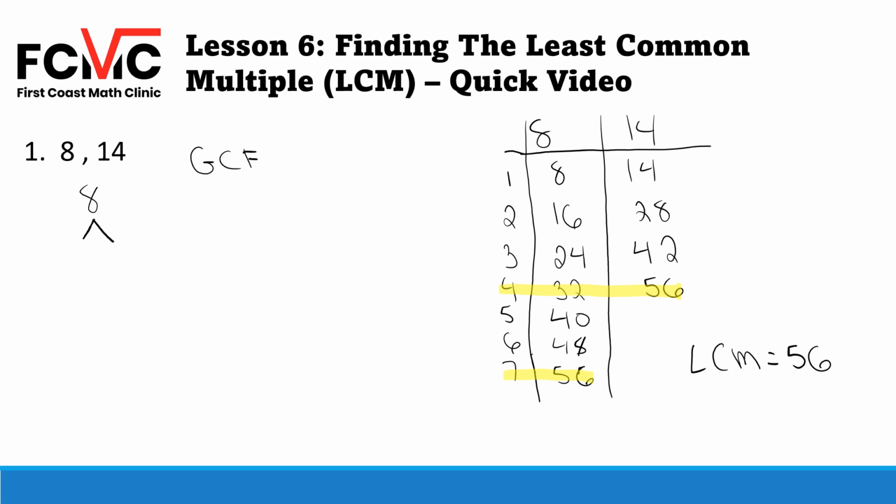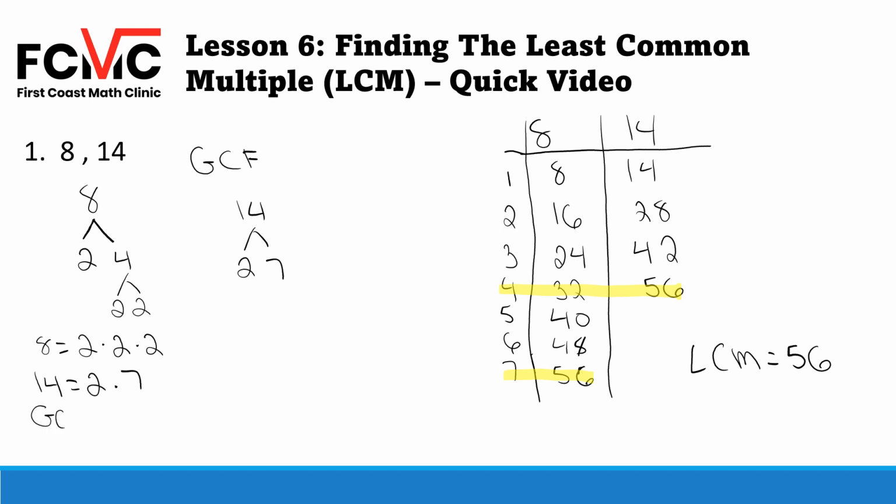So let's factor this. So we'll do 2 and 4, and then 4 will be 2 and 2. So our factors for 8 are going to be 2 times 2 times 2. 14, you can do 2 and 7. So those are our prime factors. So 14 is 2 and 7. So our GCF is going to be the largest common set of factors that we have. Well, that's just 2 for each. So GCF is going to be 2.